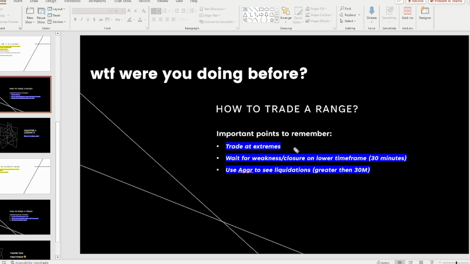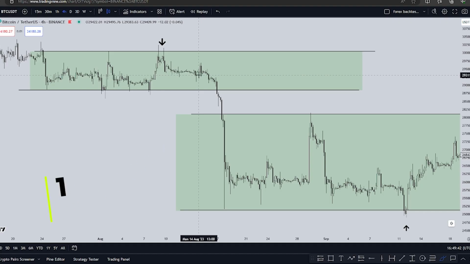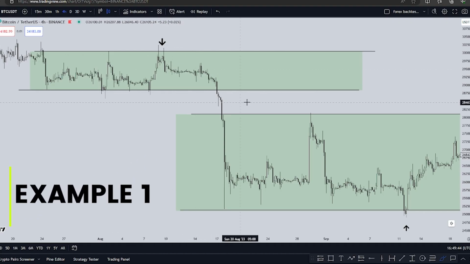The first and foremost thing to do while trading a range bound environment is to trade at the extremes and wait for weakness or closure on the lower time frame. For me, the lower time frame is 30 minutes and the ranges are of 4 hours. So let's zoom onto the charts to explain a bit more. This is example 1 and we will be doing 3 examples.